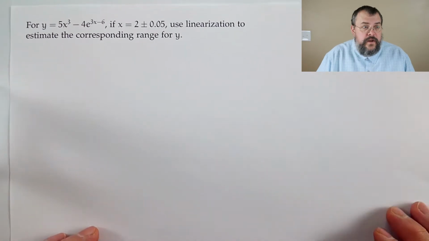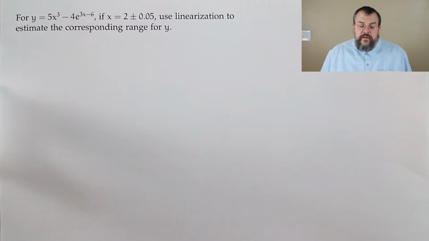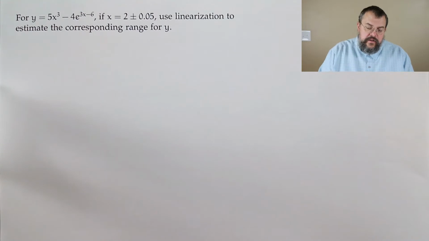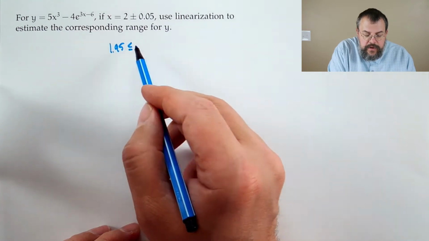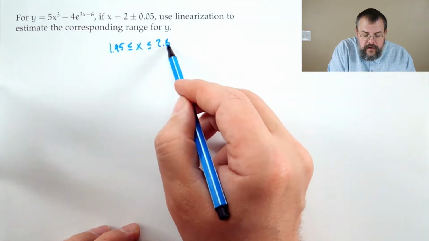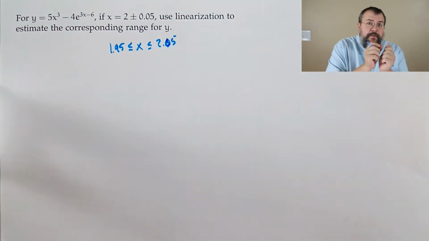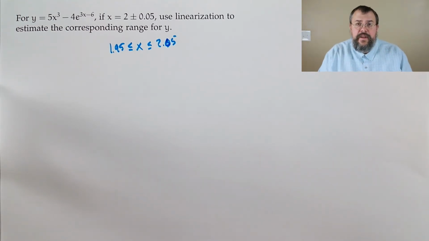So, suppose our function, we have y is 5x cubed minus 4 e to the power 3x minus 6. And we're told that x is 2 plus or minus 0.05. So what that's saying is that x falls within a range. If you think about this, we're saying x is roughly in between these two values: 2 subtract 0.05 and 2 plus 0.05. So that's what I mean when we say 2 plus or minus. It says there's an error. We don't know it exactly, but we know it falls into this little piece.